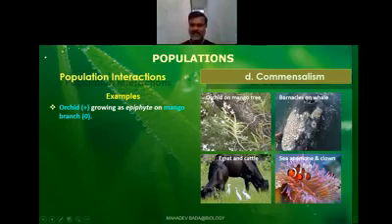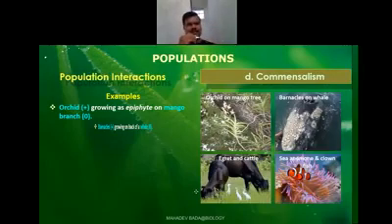So in this case, I will give you some examples. Orchid growing as an epiphyte on mango branches. Here, the orchid gets benefited from that, and the mango tree is neither benefited nor harmed. So this is one example of commensalism.